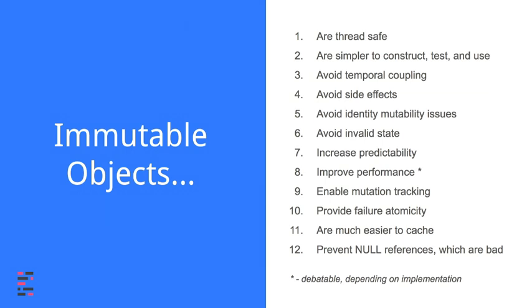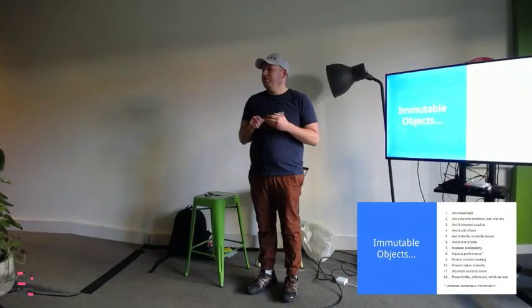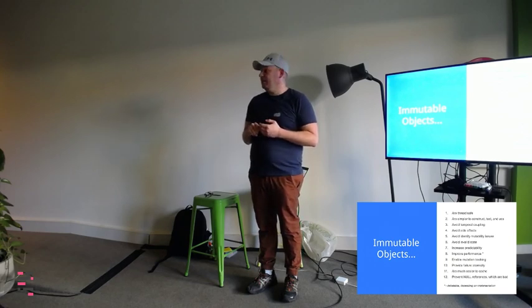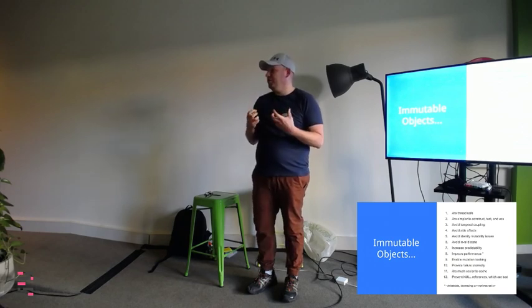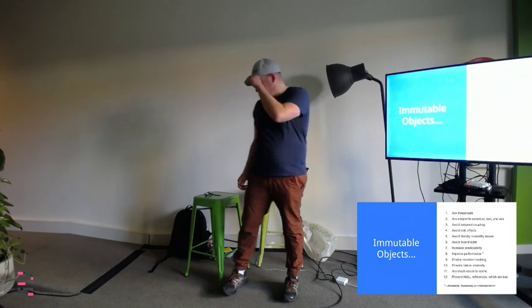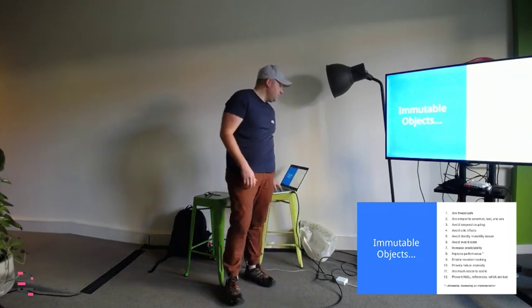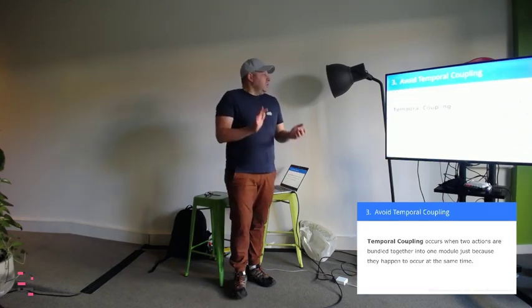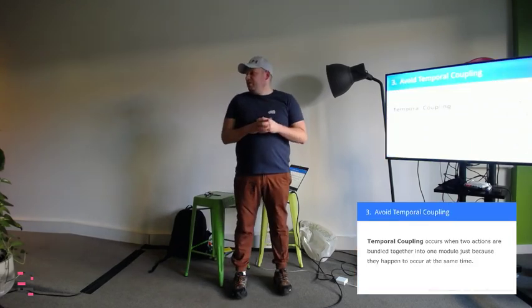Anyway, they prevent null references, which are bad. Does anyone know why null references are really bad? The guy who invented null, Tony Hoare, said it's his billion-dollar mistake. It's his greatest regret from developing programming languages, creating null, because it causes a lot of problems.